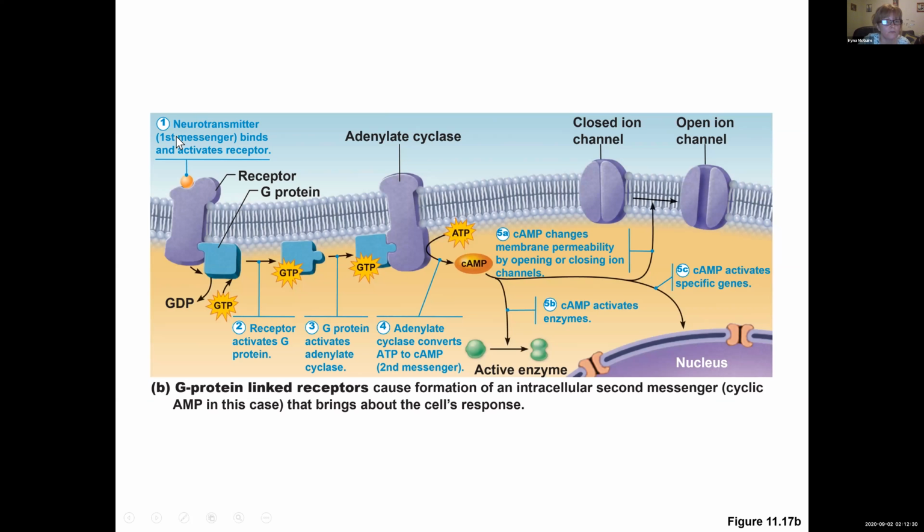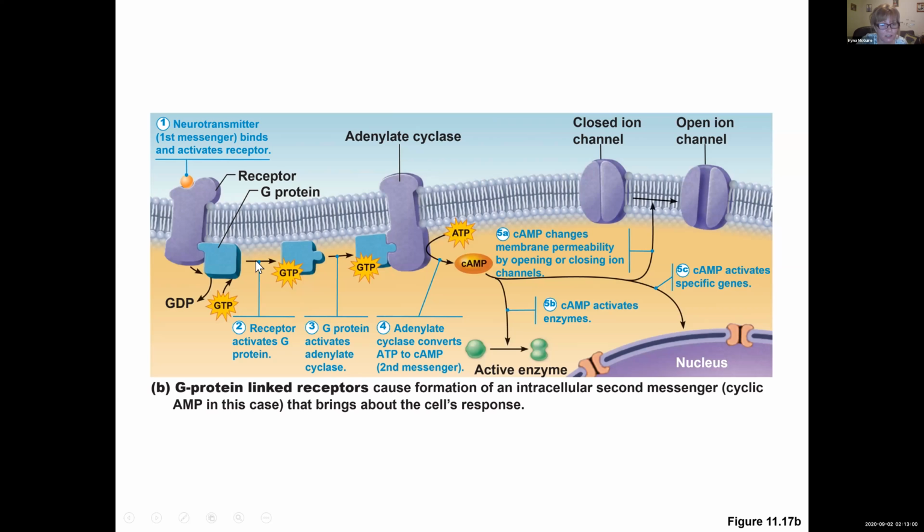Neurotransmitter, then, is called the first messenger. So the neurotransmitter binds to the receptor and activates it. The receptor activates another protein, most commonly a G protein. That's why it's called a G protein linked receptor. It's a receptor, but it's linked to a G protein. So when the neurotransmitter attaches, it activates this G protein.